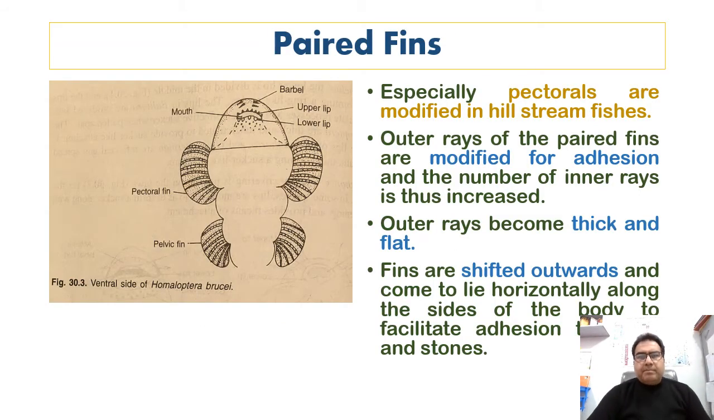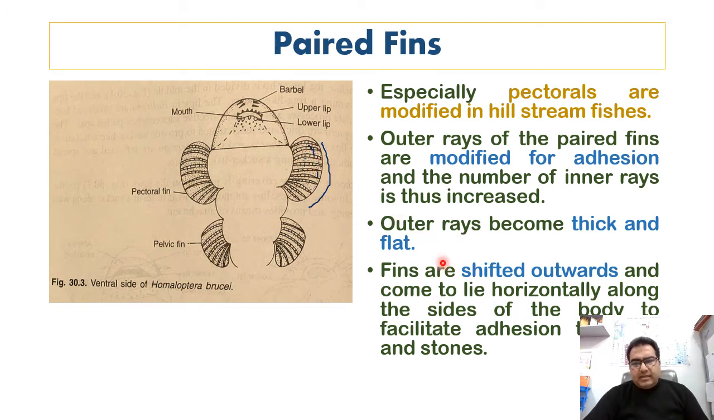Now, when we talk about the paired fins, we have to talk about the pectoral and the pelvic fins. These are the fins which are modified in the case of hill stream fishes. The outer rays of the paired fins are modified for adhesion. They have certain hooks, mostly used for the purpose of adhesion, present on the inner rays, and thus the inner rays are also increased.